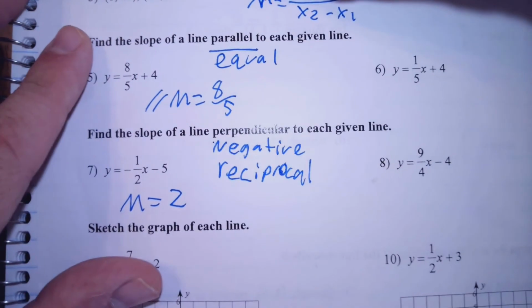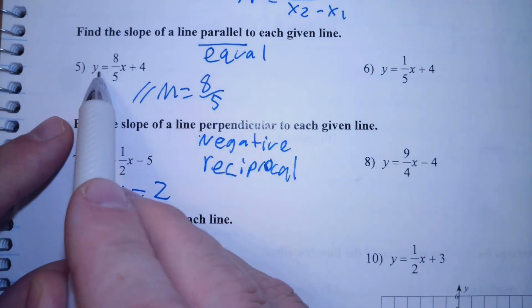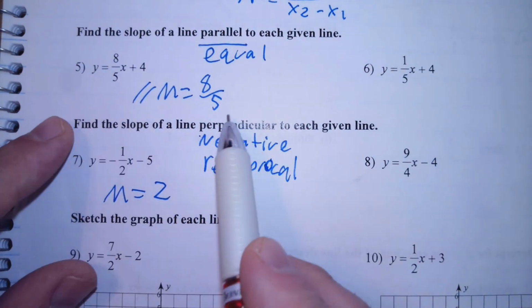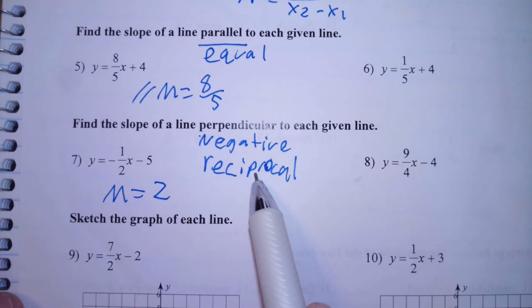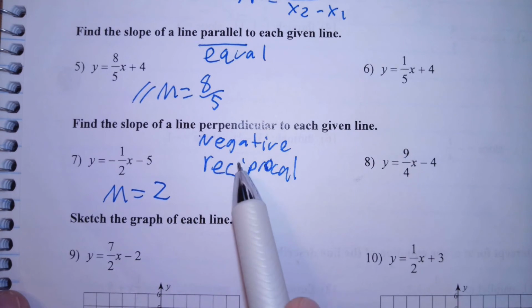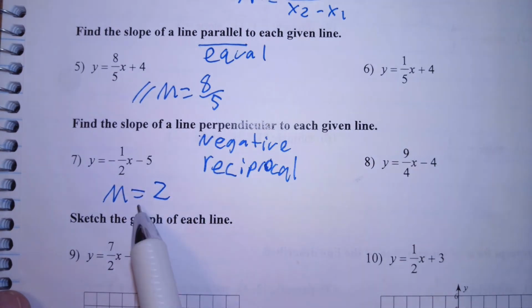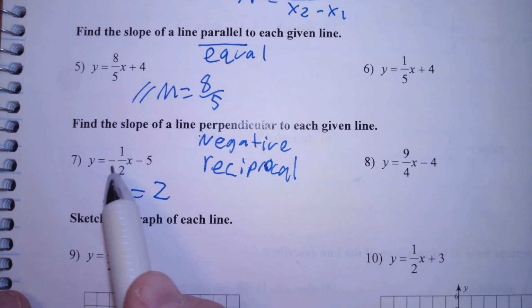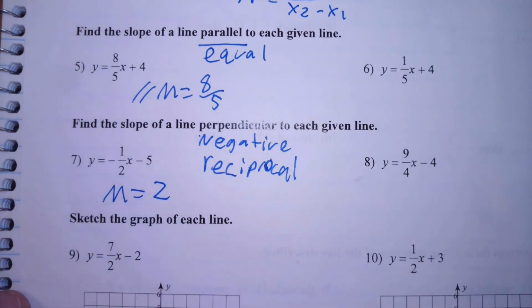Let's move on. Parallel slopes. Parallel slopes are equal. So the parallel slope to this line is 8/5. Perpendicular slopes. Perpendicular slopes are the negative reciprocal. Okay, so that just means to flip it and to change the sign. So it was negative, now it's positive. 1/2 flipped is 2 over 1, or just 2.